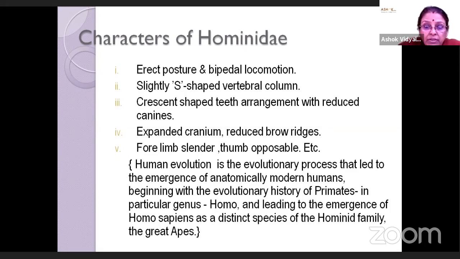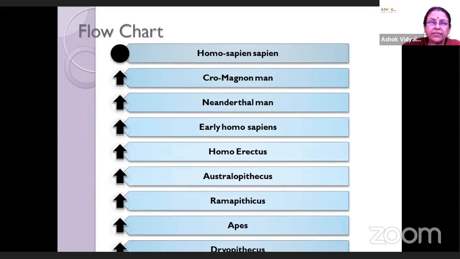Human evolution is the evolutionary process that led to the emergence of anatomically modern humans, beginning with the evolutionary history of primates, in particular the genus Homo, and leading to the emergence of Homo sapiens as a distinct species of the hominid family, the great apes. Now here you can see the flow chart. The first one is Dryopithecus, then apes, Ramapithecus, Australopithecus, Homo erectus, early Homo sapiens, Neanderthal man, Cro-Magnon man, and Homo sapiens sapiens. So we all belong to Homo sapiens sapiens.